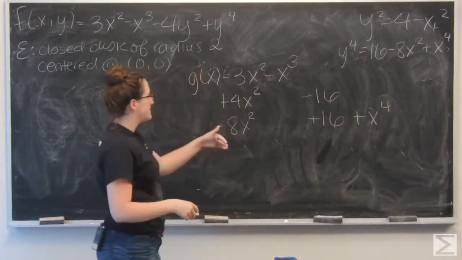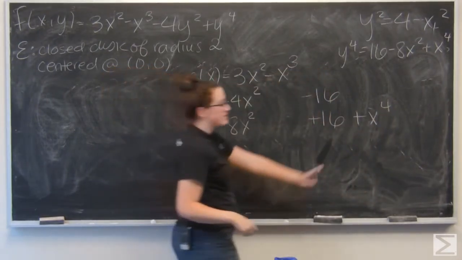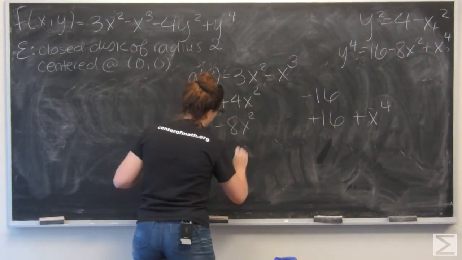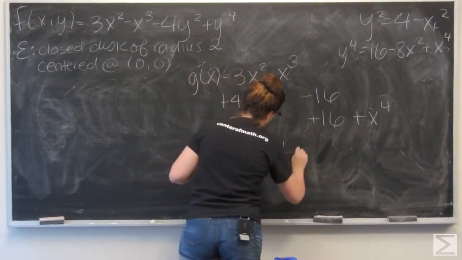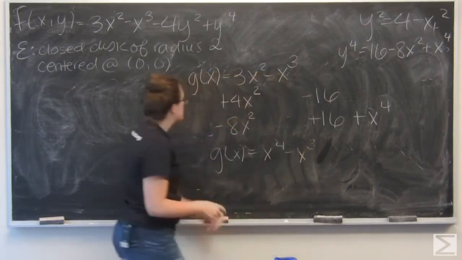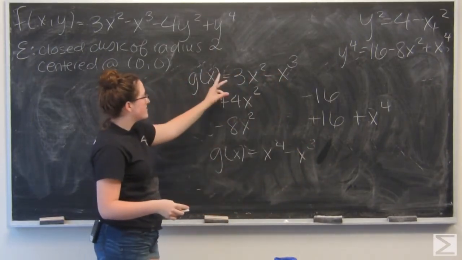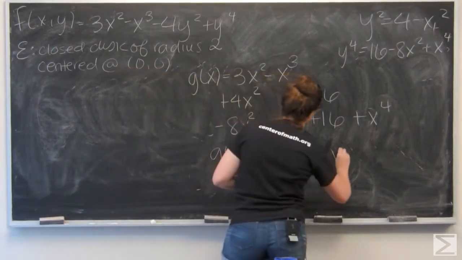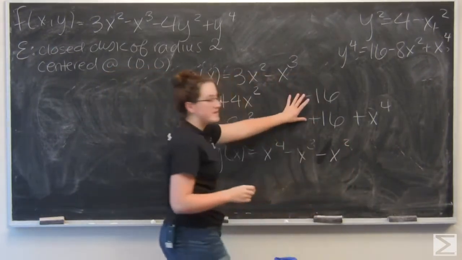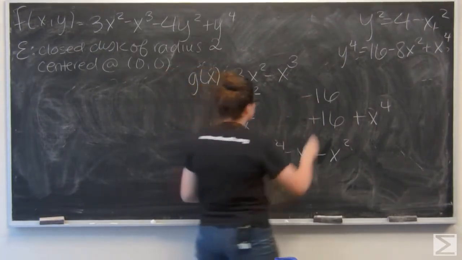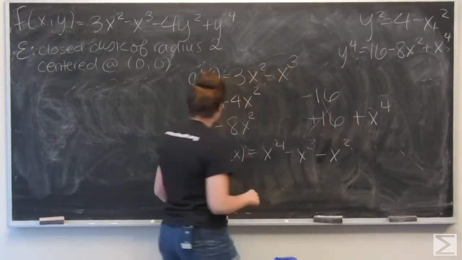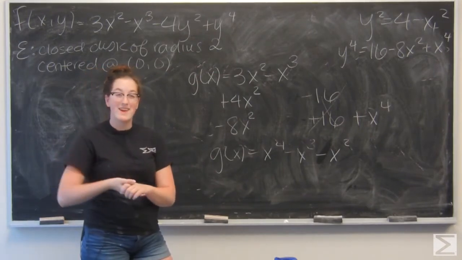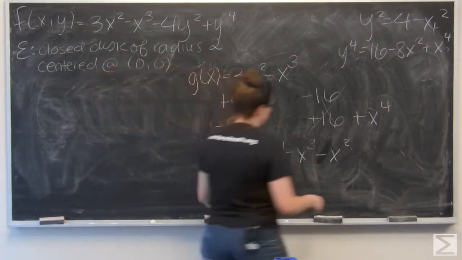I just want to add all of these up. So I've got x to the fourth minus x cubed, combined terms for x squared, I have 7x squared minus x squared. That gives me negative 1x squared. And then plus 16 and minus 16 cancel each other out. So I'm good. I have an equation for g of x, and now I just want to find its first derivative and see when that equals 0.